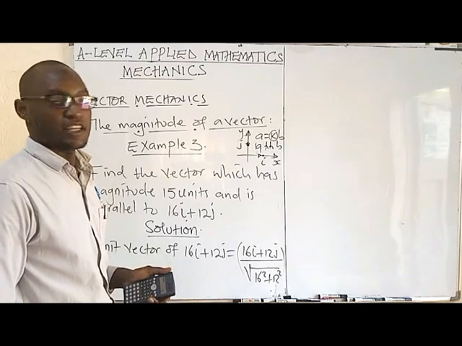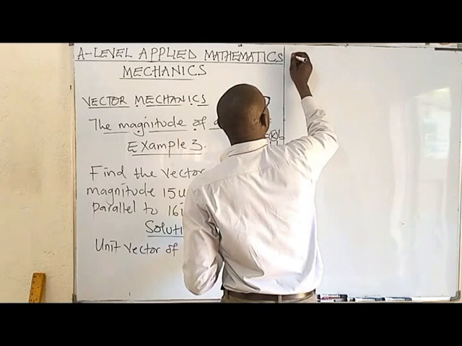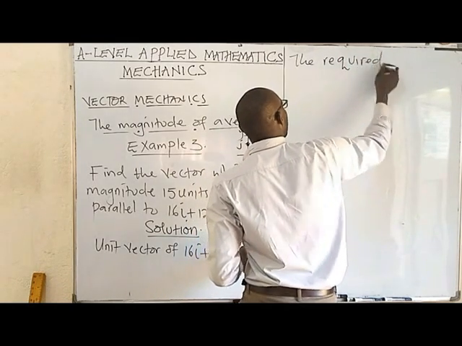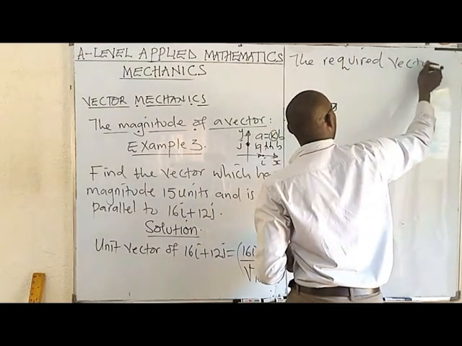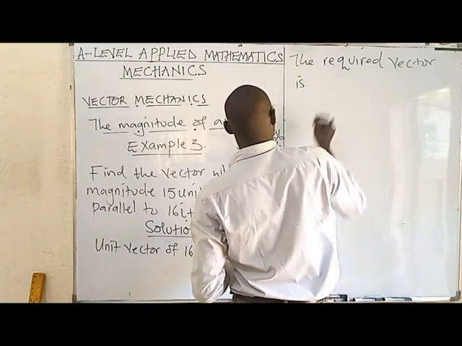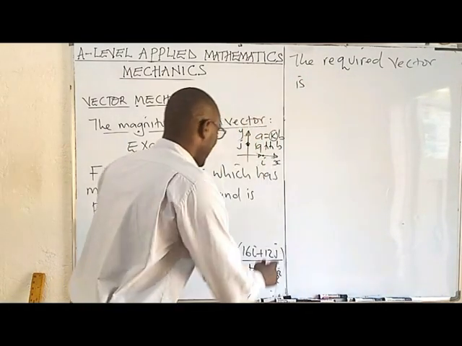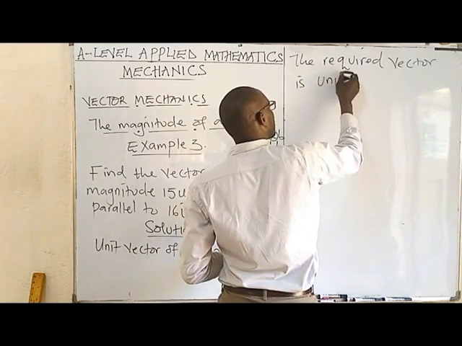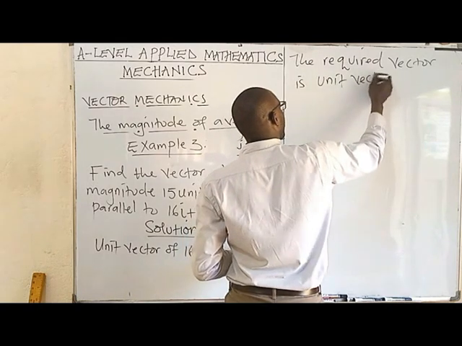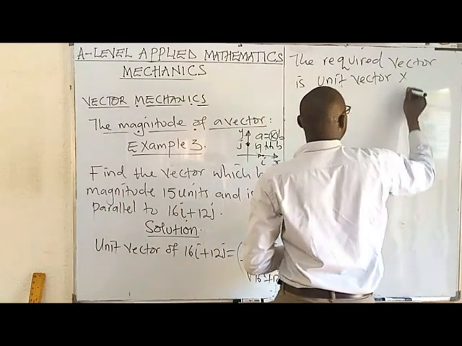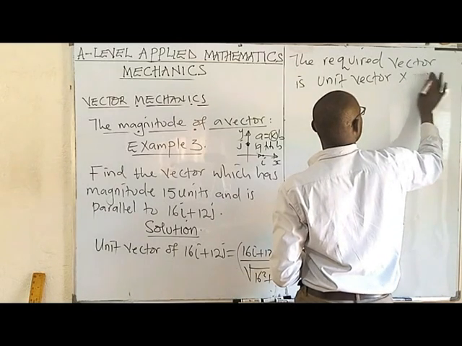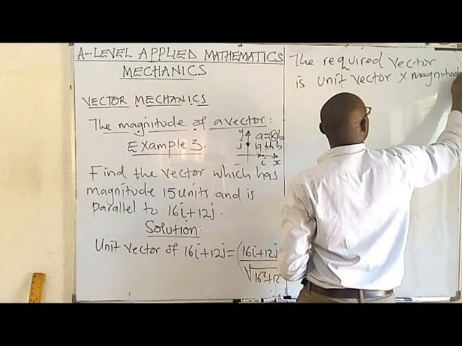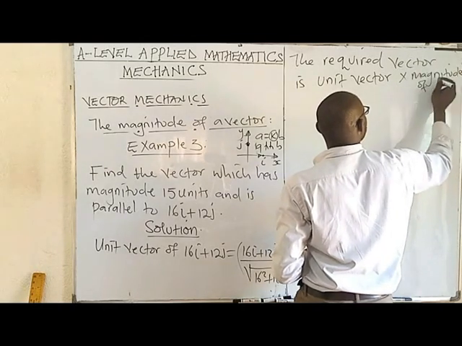Very interesting. So the required vector is going to be the unity vector times the magnitude, 15 units.